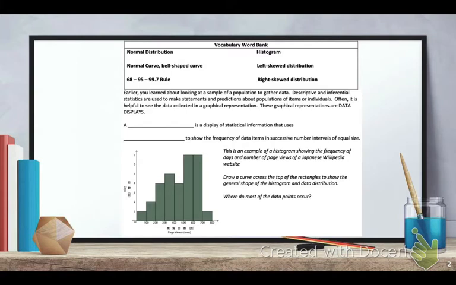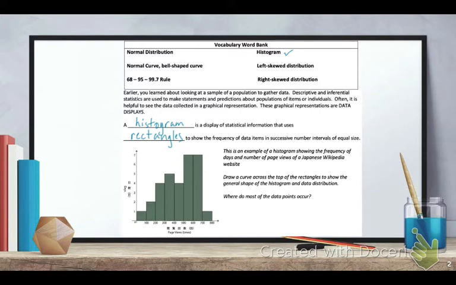So earlier, you learned about looking at a sample of a population to gather data. Descriptive and inferential statistics are used to make statements and predictions about populations of items or individuals. Often it's helpful to see the data collected in a graphical representation. These graphical representations are data displays. So one of them is a histogram. A histogram is a display of statistical information that uses rectangles to show the frequency of data items in successive number intervals of equal size.